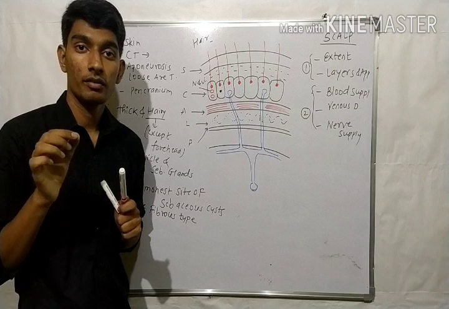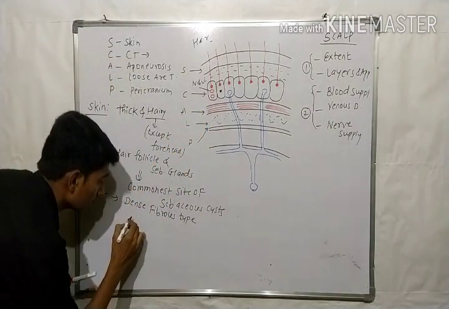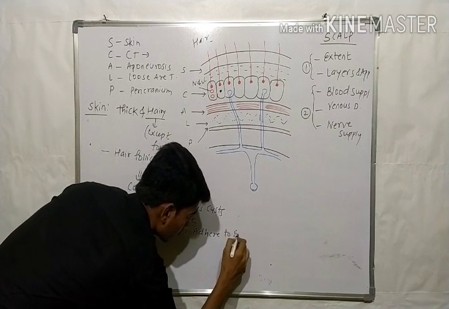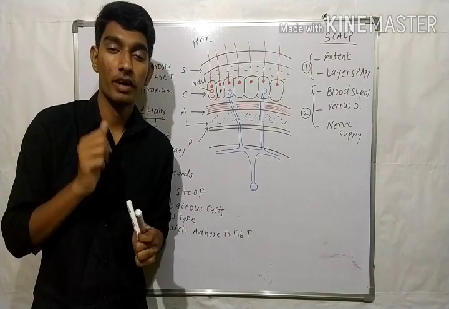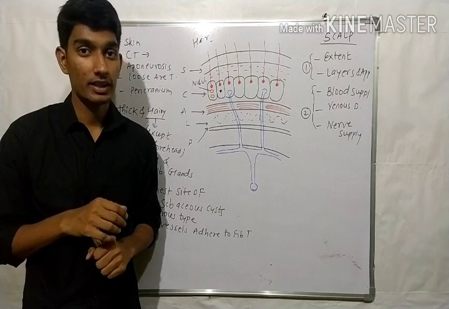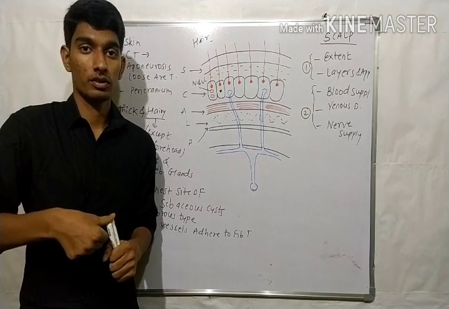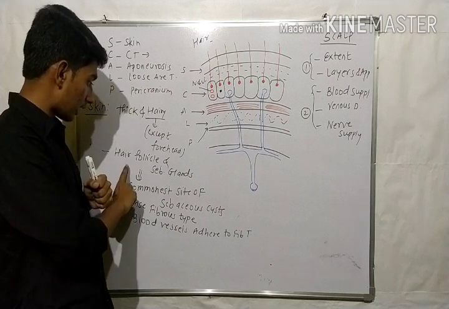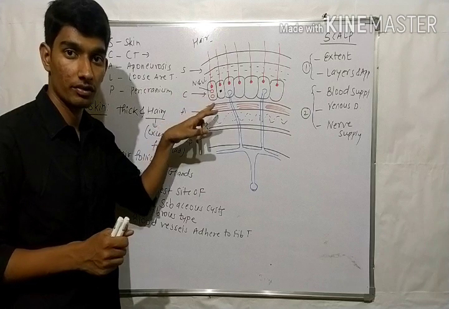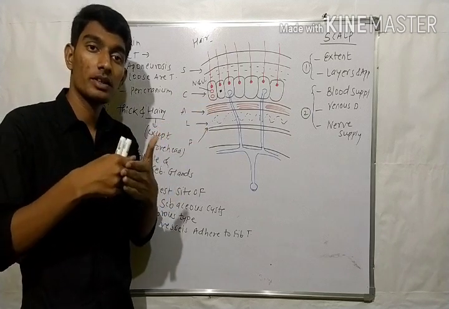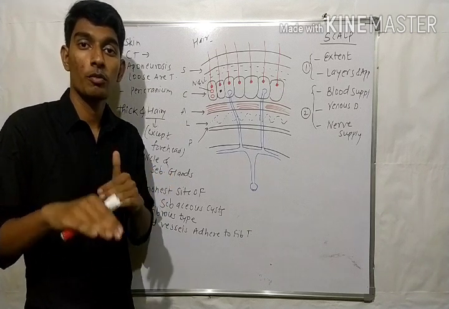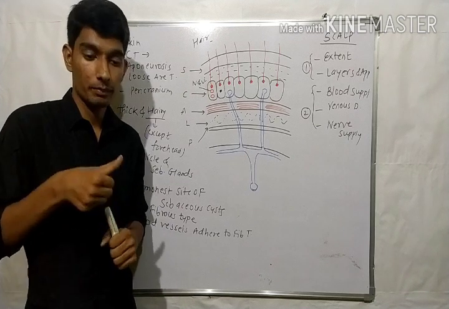These blood vessels are adherent to the fibrous tissue, and as they are adherent to the fibrous tissue, whenever a blood vessel is torn, it does not retract and causes profuse bleeding, and this bleeding can be prevented by pressing the underlying bone. So this connective tissue is of dense fibrous type, and it contains blood vessels and nerves, which are attached to the fibrous tissue, so when torn they do not undergo retraction and cause profuse bleeding, which can be prevented by pressing the underlying bone.